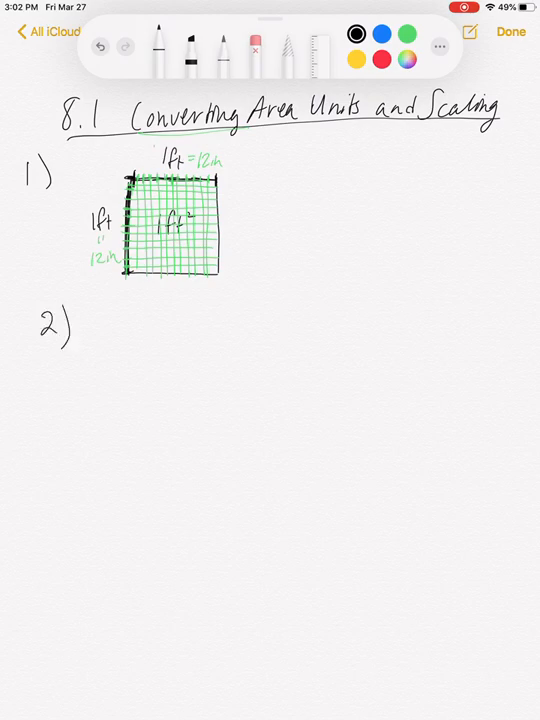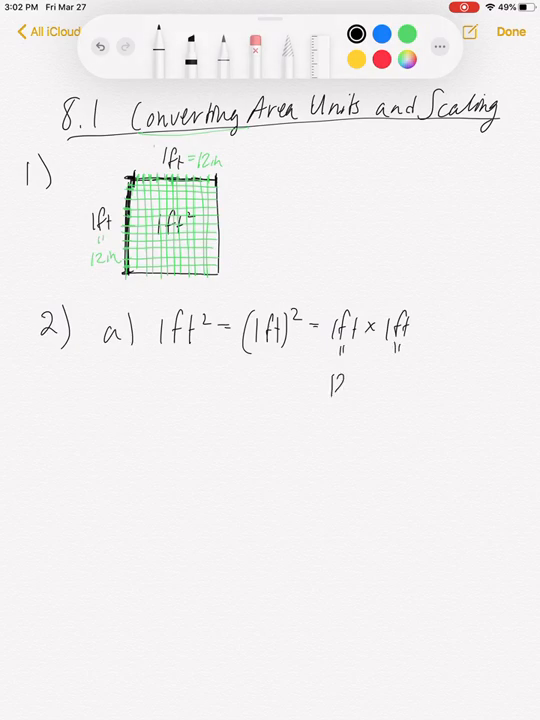Okay, so each of the feet, like in number 2a, 1 foot squared, is equal to 1 foot quantity squared, which is equal to 1 foot times 1 foot. What I did just now with the green coloring is divide each of those feet into 12 inches. So I'm going to do that with numbers now. So each of these feet become 12 inches. Okay. And these are now 12 inches by 12 inches, and it's 144 inches squared when I multiply it out.